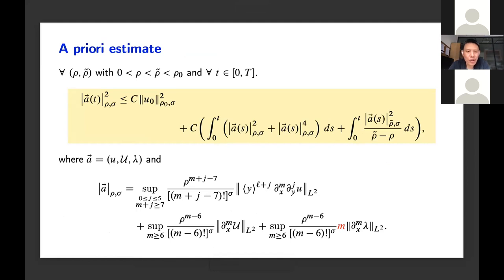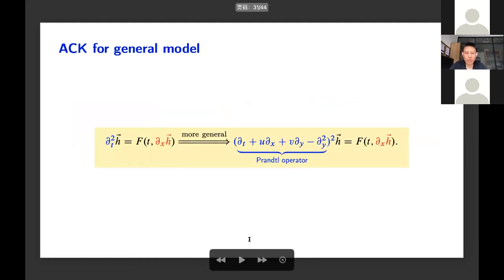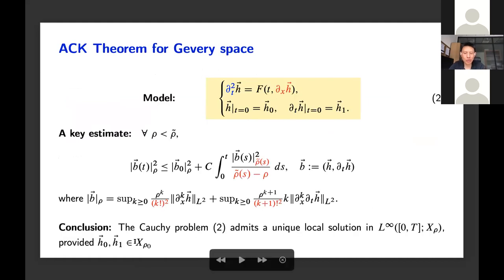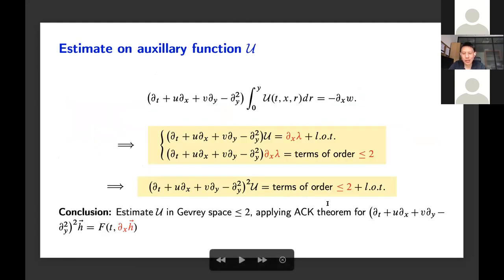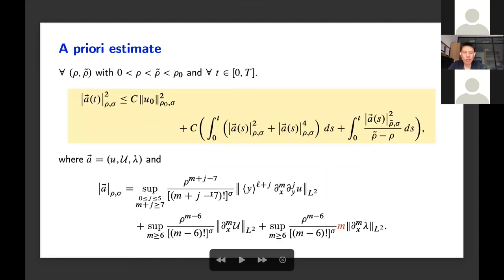In summary, we have the following a priori estimate. Similar to this model, we have introduced some auxiliary function. This is the Kasi, something like Kasi. So lambda here is something like some DTH, and the U is the H. So we define the following norms.